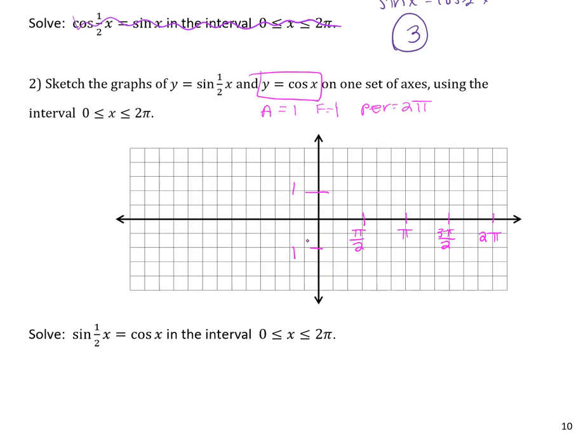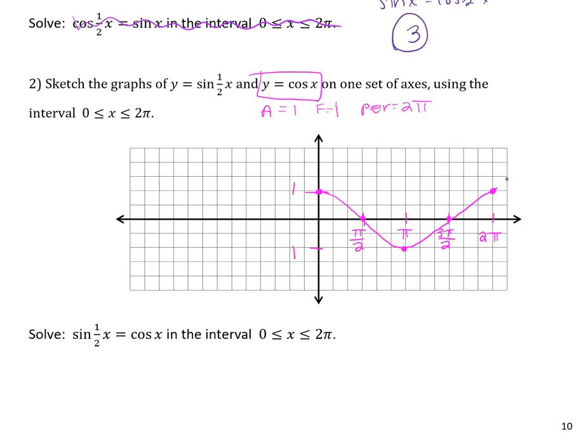Now cosine starts off the midline and kind of looks like a C. So that means I'm going to start off the midline at 1 and end off the midline at 1 after 2 pi units, since that's the period. Halfway in between, I'll be at the minimum. Halfway, halfway, I'm on the x-axis. And there you have it.